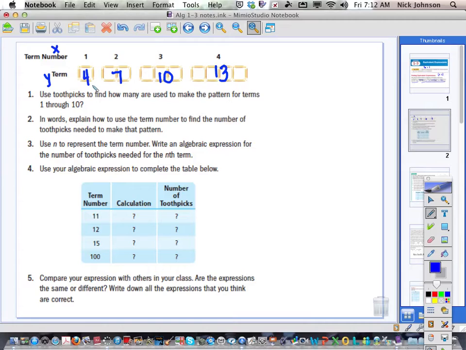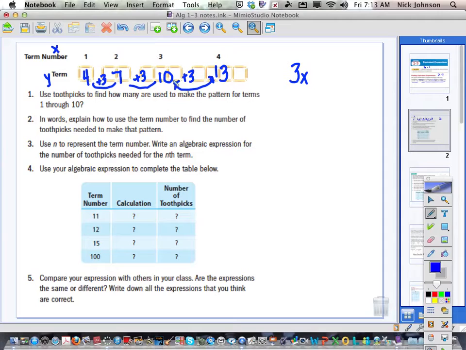Well, if you notice, from 4 to 7, we went up 3. From 7 to 10, once again, up 3. From 10 to 13, once again, we went up 3. So, in my expression, I know 3 has to be a part of it. Okay? So that's where I put my variable onto. So I say 3 times x, because I'm going to call x my variable. Now x could be t, because we're talking about toothpicks here. I don't try to get all messed up. Normally, I just like to use x.